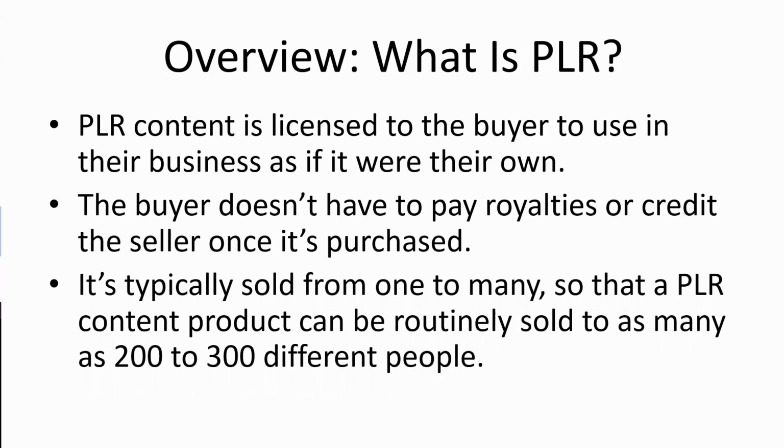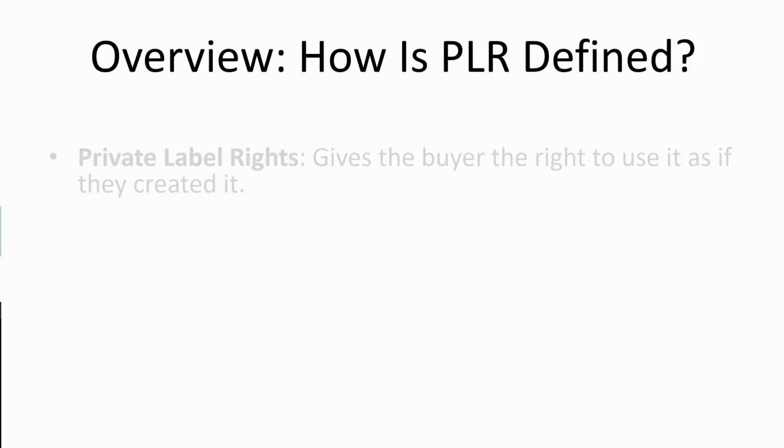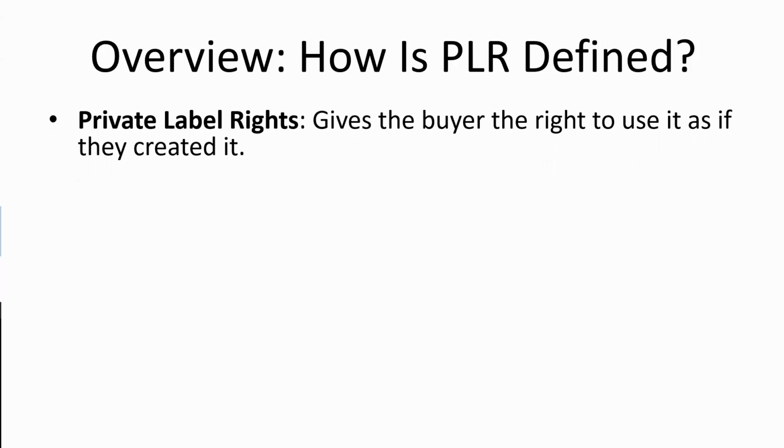Typically, it's sold from one person or one organization to many people. The PLR content product can routinely be sold to as many as 200 to 300 people at the same time. Now, how is PLR defined? One of the ways PLR is defined routinely in the marketplace is private label rights, which gives the buyer the right to use it as if they created it themselves.